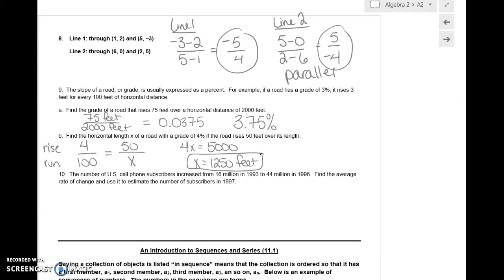Okay, number 10 is another way that slope and rate of change are used. The number of U.S. cell phone subscribers increased from 16 million in 1993 to 44 million in 1996. Find the average rate of change and then use it to estimate the number of subscribers in 1997.